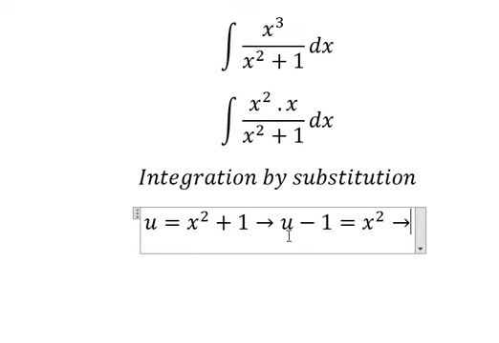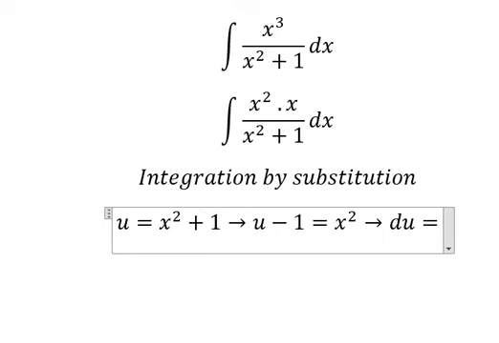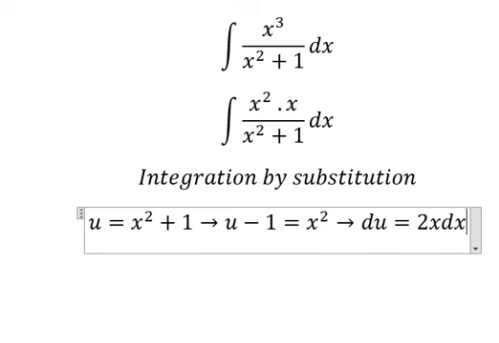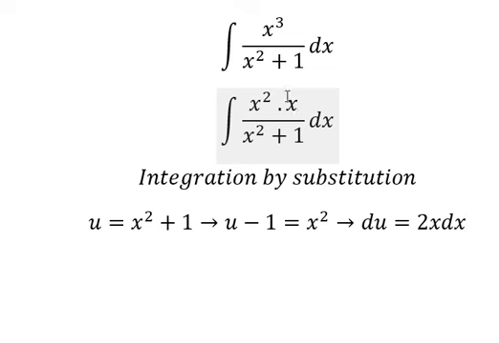Next, we need to do the first derivative for both sides, and you get du equals 2s ds. Because the first derivative of s squared, you get 2s. But we don't have number 2 in here. So we need to divide both sides by number 2.